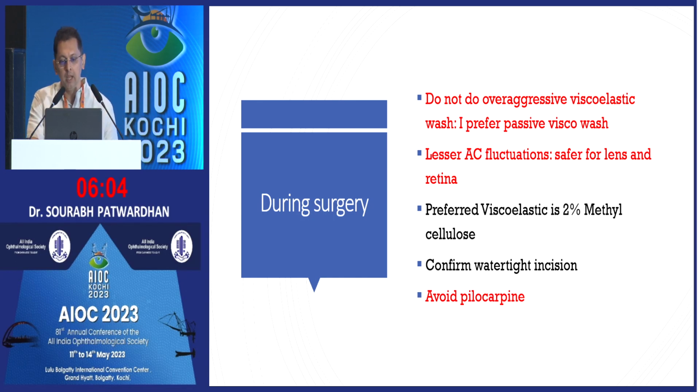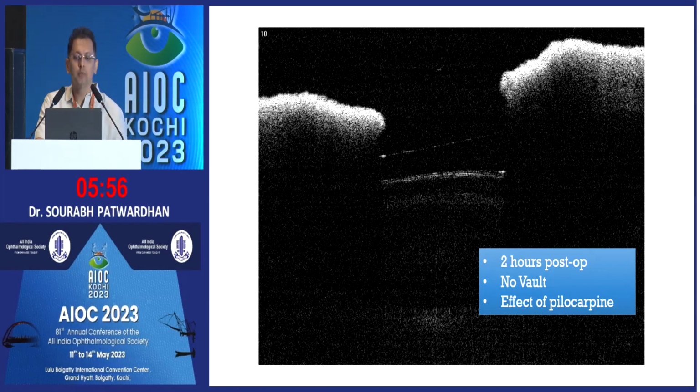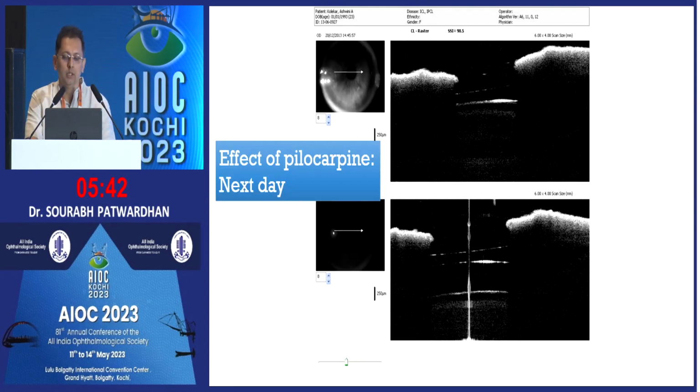In the early part, I think it was advised, or maybe other phakic surgeons were using pilocarpine to do surgical PI, but it has to be absolutely avoided. This was my first case I did in 2013, and as usual, I did the surgical PI and put pilocarpine. I saw this patient 2 hours post-op and did an OCT. There was absolutely no vault, and it was very frightening to see that. So I just stopped. I saw the patient again next day.